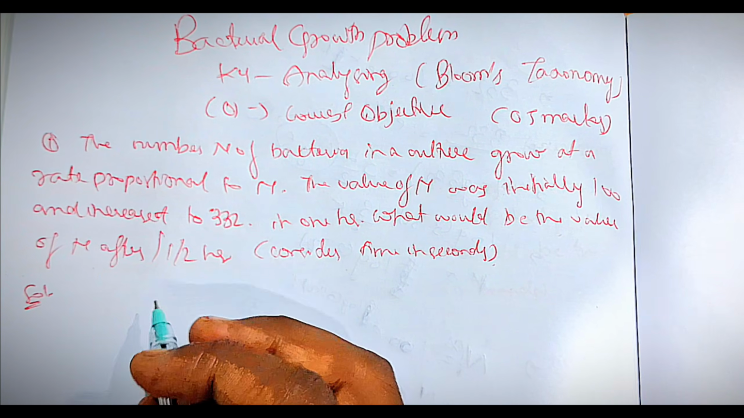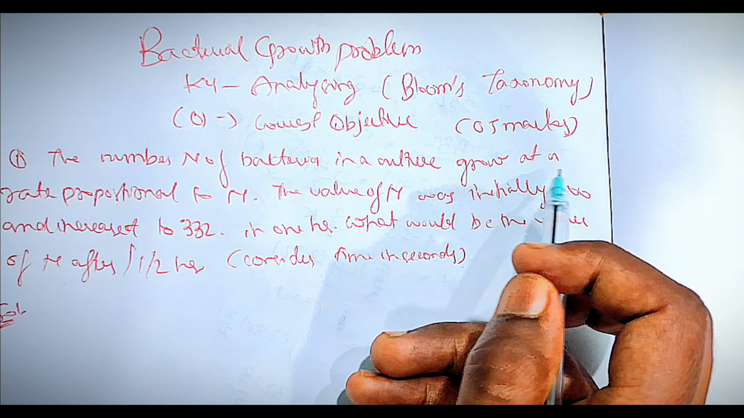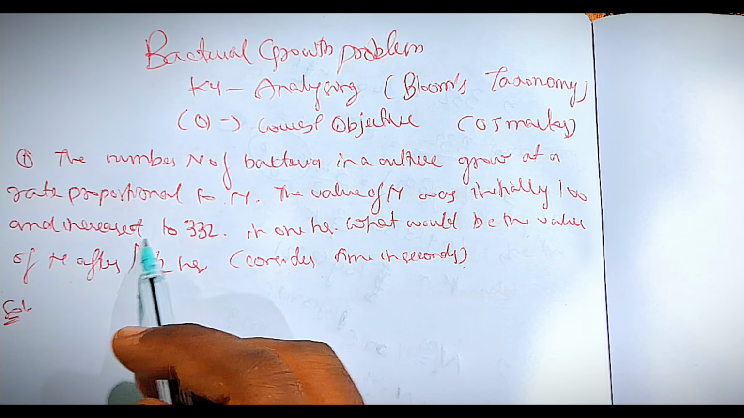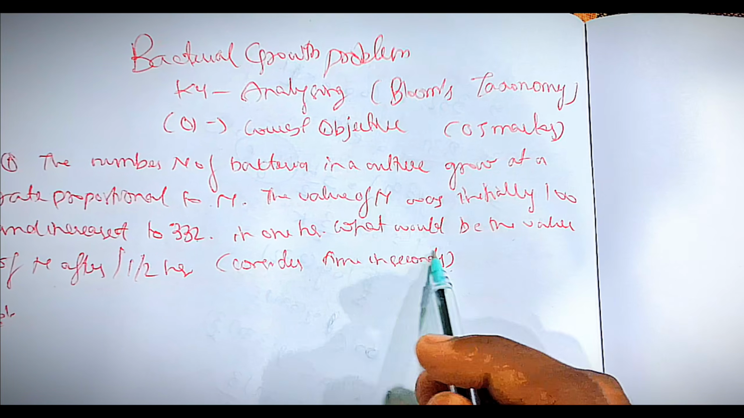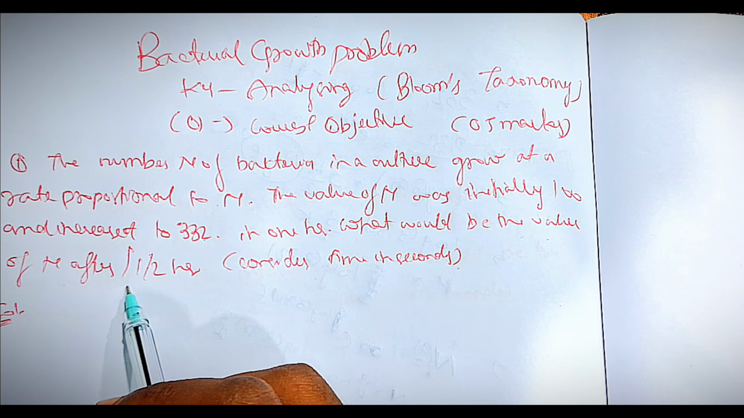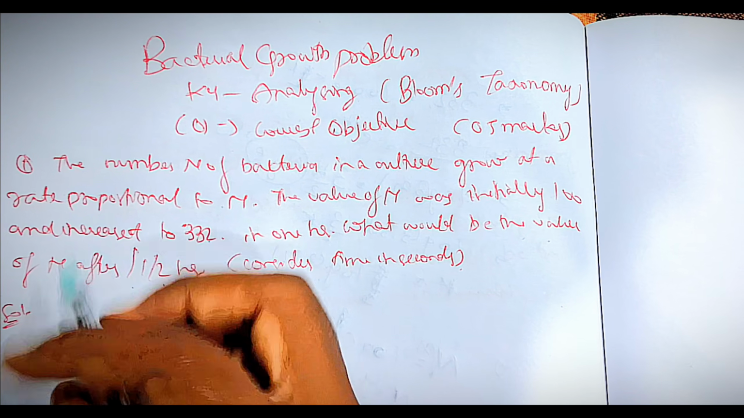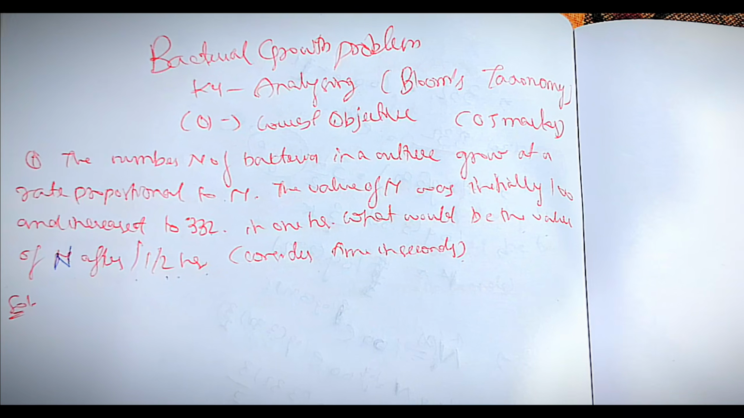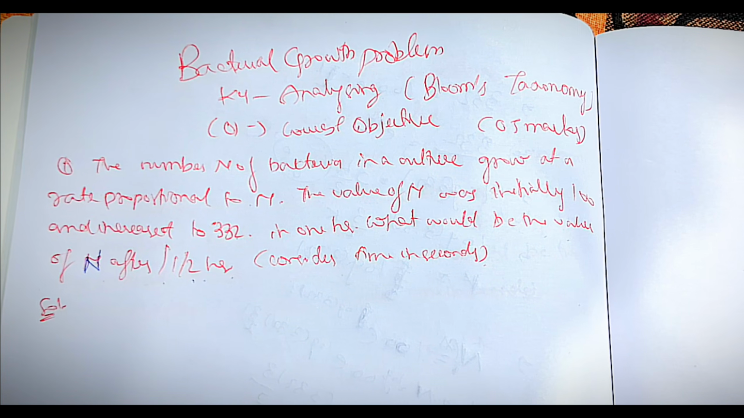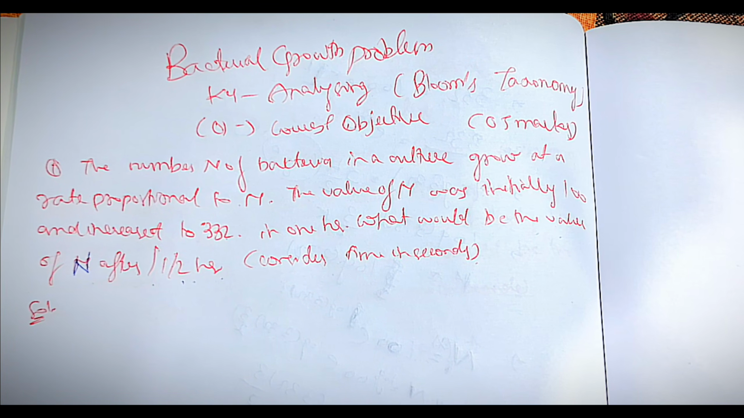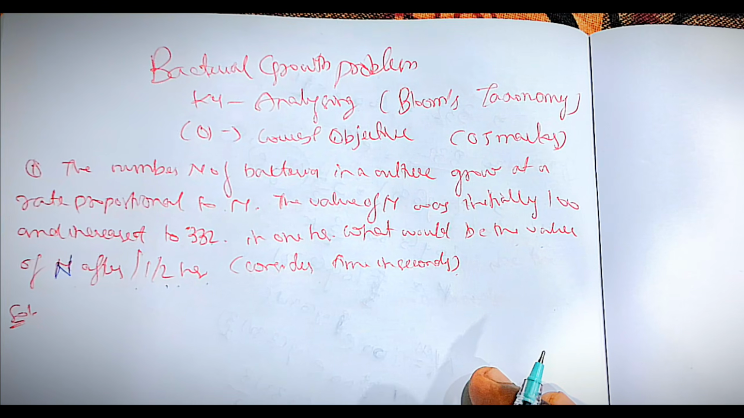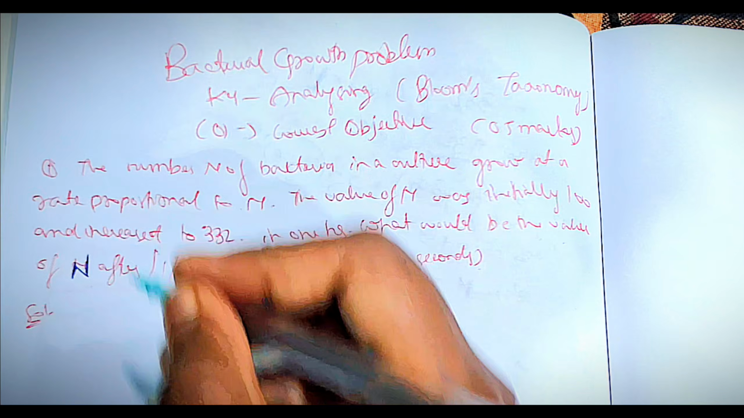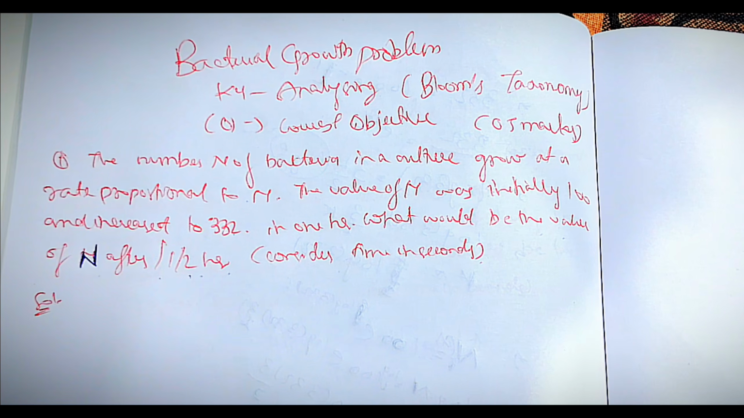The number n of bacteria in a culture grows at a rate proportional to n. The value of n was initially 100 and increased to 332 in 1 hour. What would be the value of n after 1.5 hours? Consider time in seconds. So we can convert the time into seconds, or directly calculate, and at the end conclude with a conversion of hours into seconds.